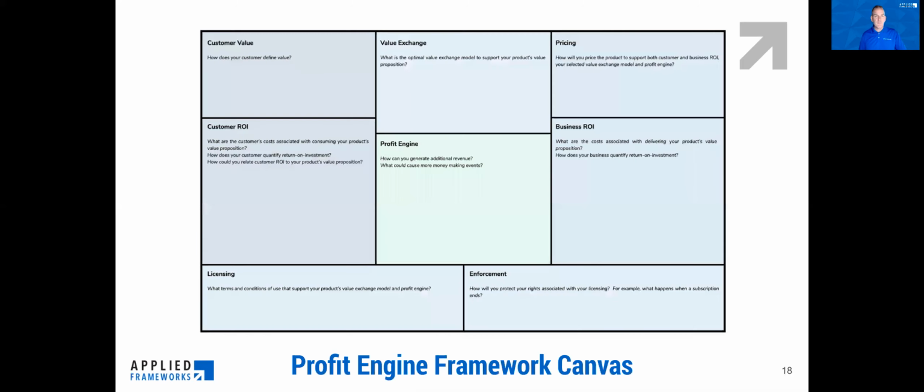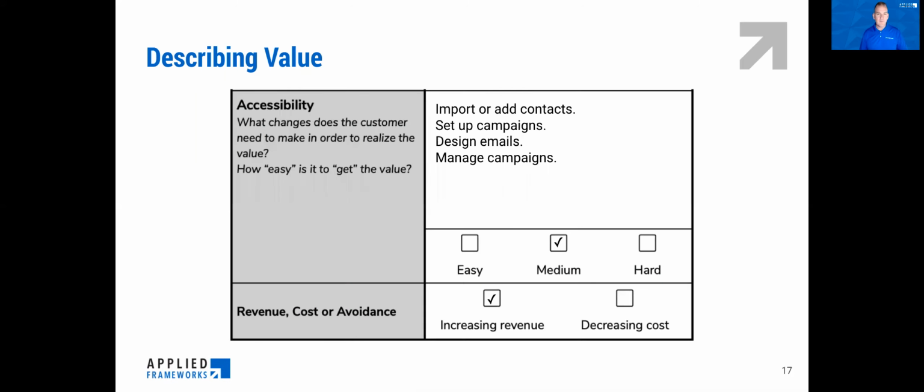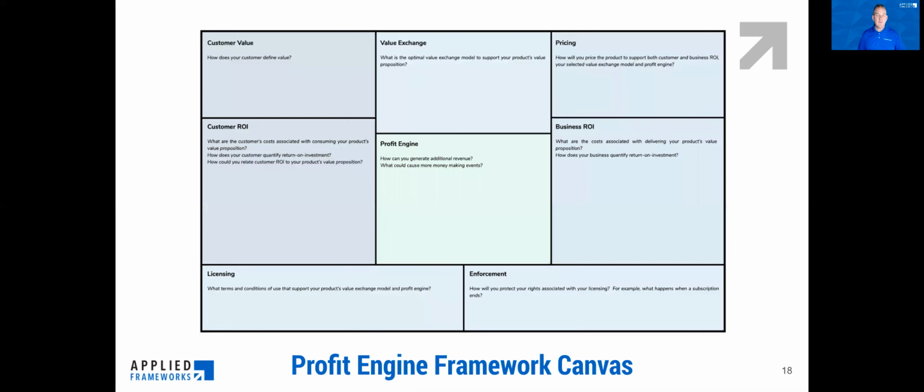So that's the framework. And for value quantification, as I go into future videos, we'll be looking more at the other elements of the Profit Engine framework.